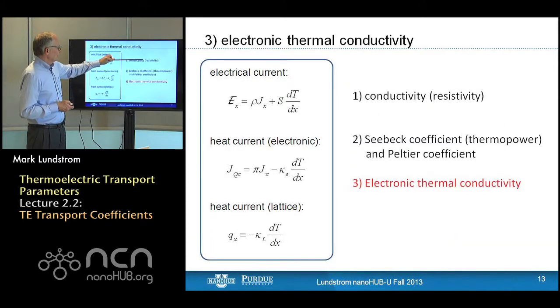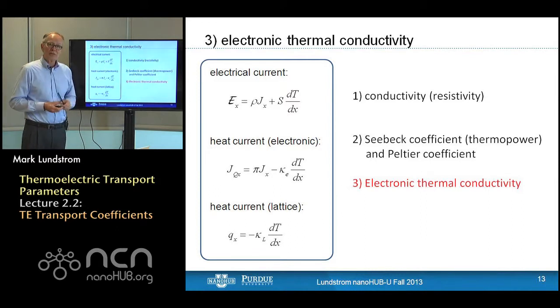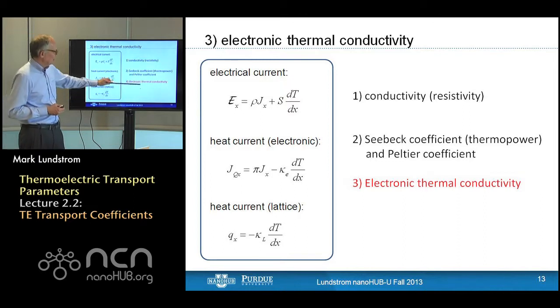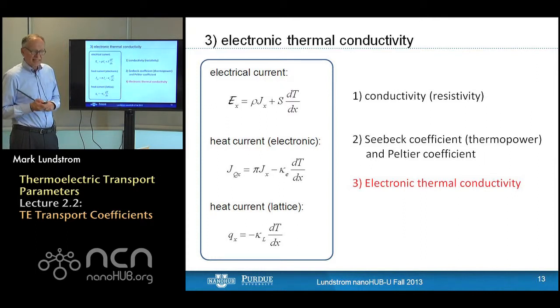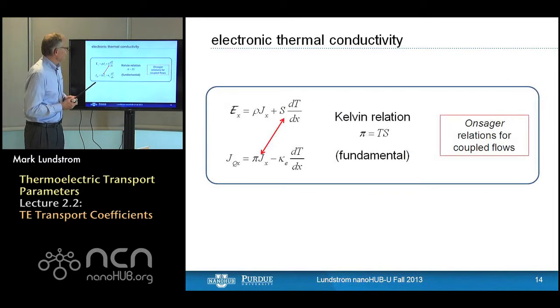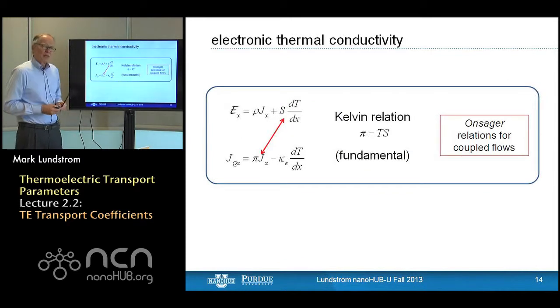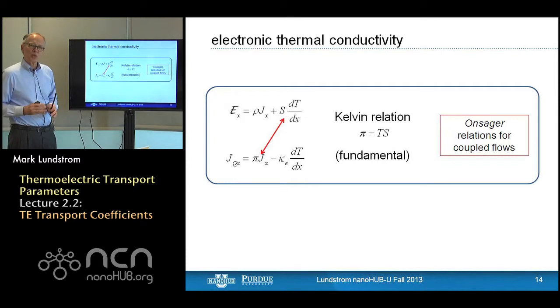Okay, so we've discussed conductivity, we've discussed Seebeck coefficient. Since the Seebeck coefficient is related to the Peltier coefficient by the Kelvin relation, we've also discussed the Peltier coefficient. Now let's have a look at the electronic thermal conductivity and see if we can understand that a little bit as well. Okay, so there is a fundamental relation, as we've discussed, between the Seebeck coefficient and the Peltier coefficient. That's why I've only discussed one of the two. I don't need to discuss both.